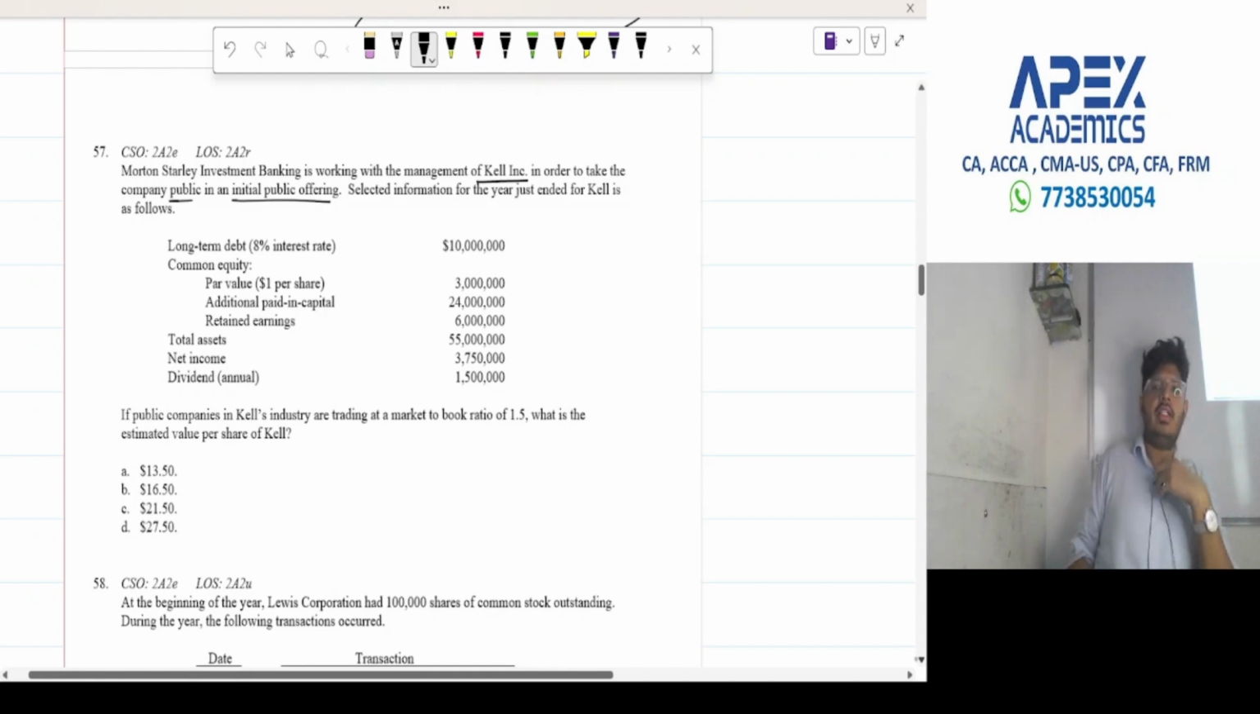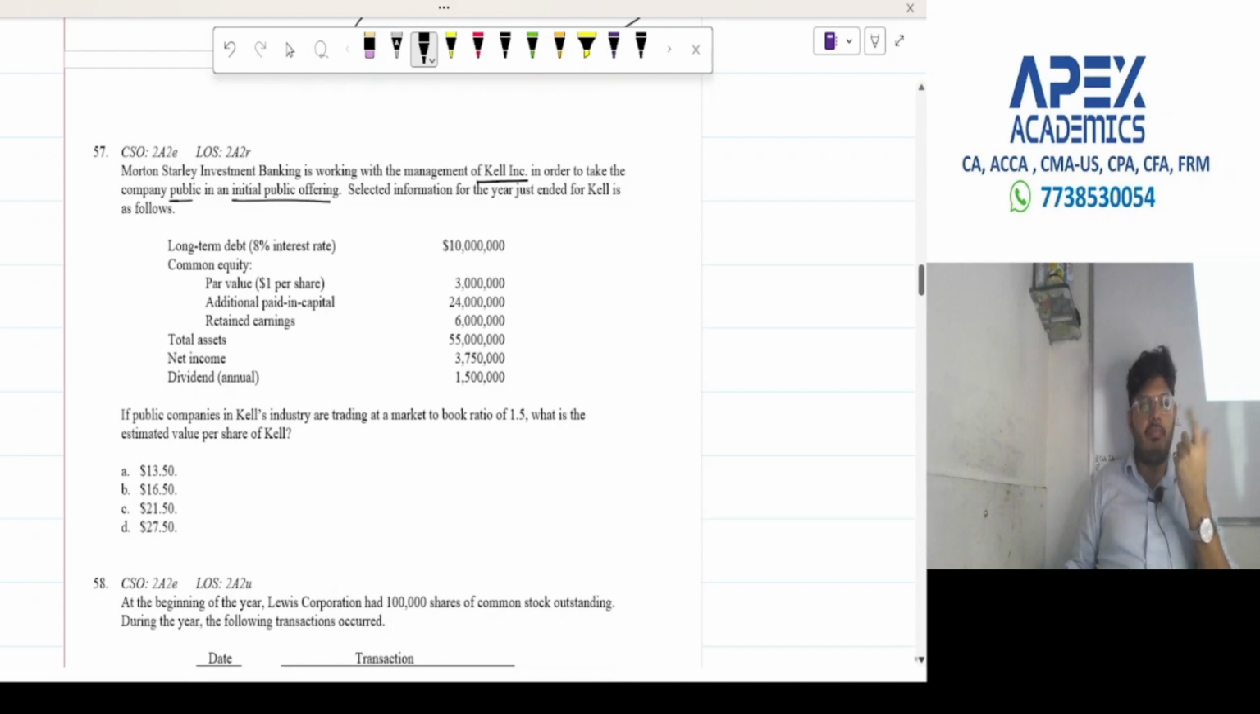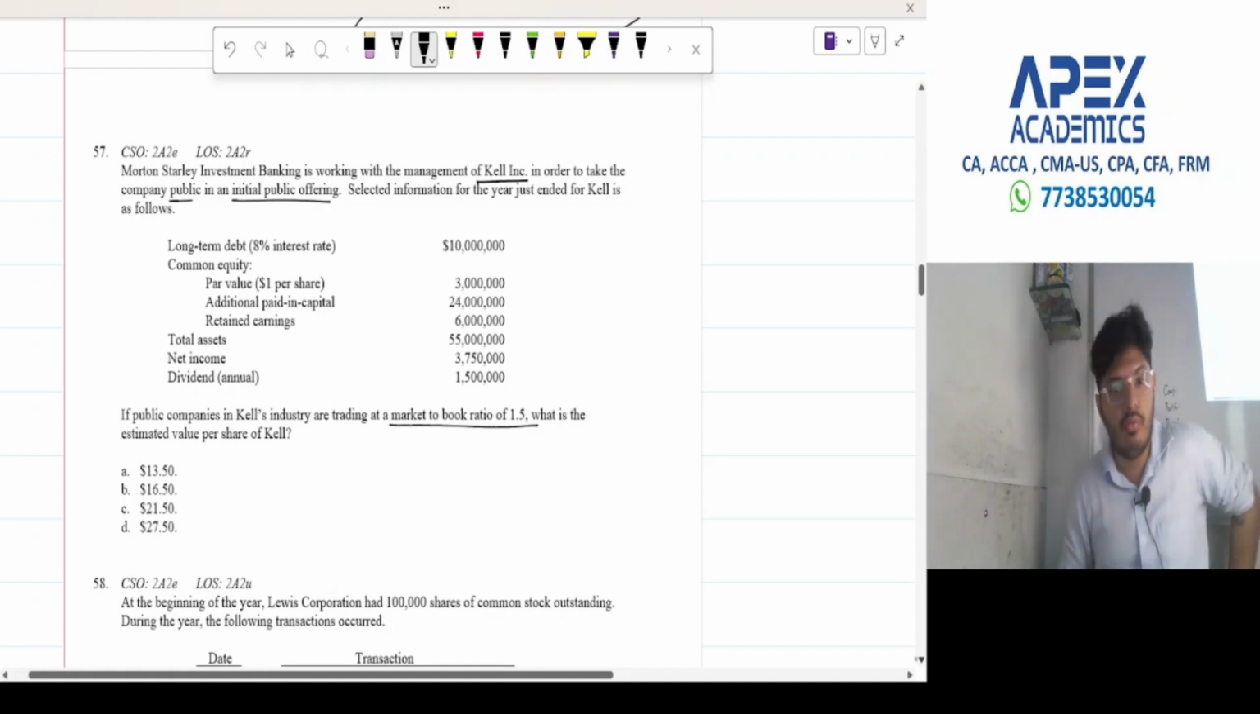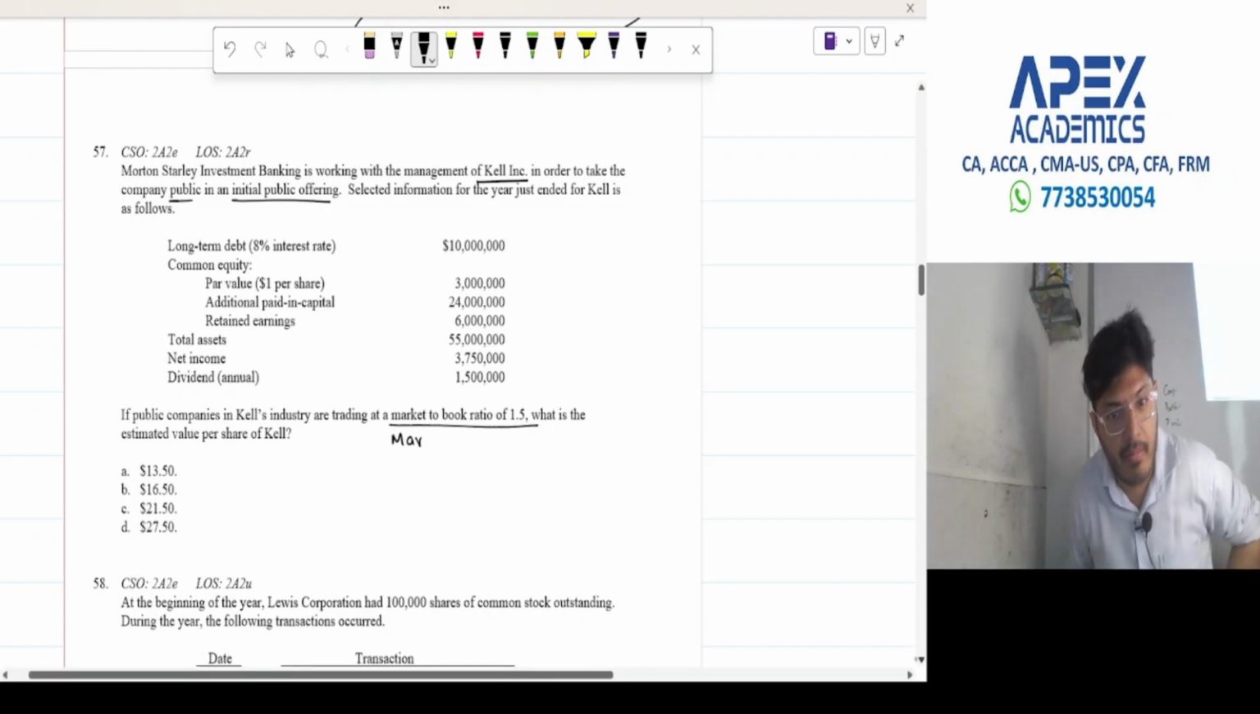making a public offering. Selected information for the year just ended for Kell is given as follows. They have a long-term debt, par value of 1 share, additional paid in capital, retained earnings. Almost same to same data. Total assets, net income, dividend. The public companies are trading in a market to book ratio of 1.5. This is fantastic. What is the meaning of market to book ratio? Market to book ratio means market price per share divided by book value per share. This is equal to 1.5.